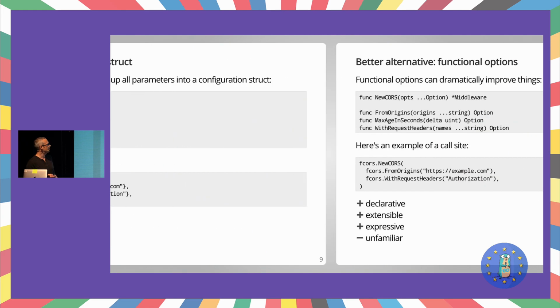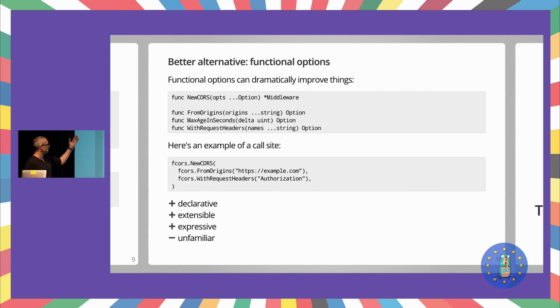So in many situations, you can actually do better by adopting the functional options pattern. With functional options, you've got a factory function again, but this time it takes a variadic parameter of type Option. And for now, don't worry about what Option is. We'll talk about this later. And then you've got a bunch of functions. The pattern exports those functions, and they return the various options. And this is what the call site looks like.